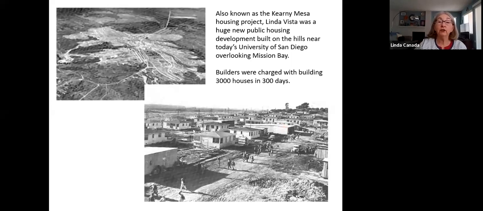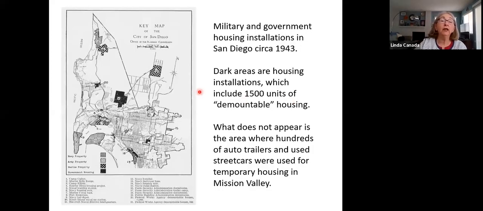There was a lot of construction going on in San Diego, getting ready for all of these workers who were coming in. This diagram shows the 1943 military and housing installations. Up at the top here is Camp Callan, which is built up on the cliffs overlooking La Jolla Bay.